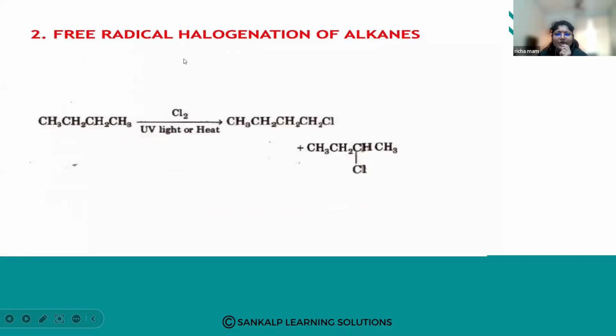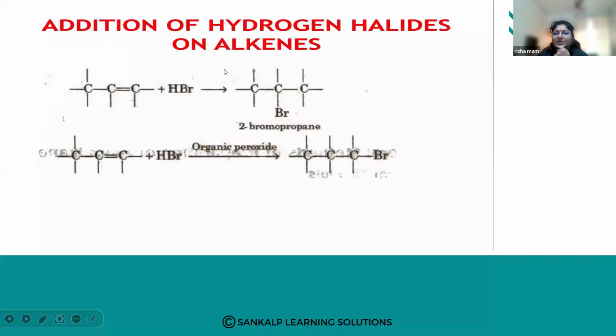Then we have seen the free radical halogenation of alkanes. Then we discussed the addition of hydrogen halides on alkenes. Whenever we have an unsymmetrical alkene, we have to follow the Markovnikov rule. Whenever we add a hydrogen halide, the negative part of the hydrogen halide will be added to the carbon with the least number of hydrogens, and the positive part, that is the hydrogen, will be added to the carbon with more number of hydrogens. So this is the Markovnikov rule.